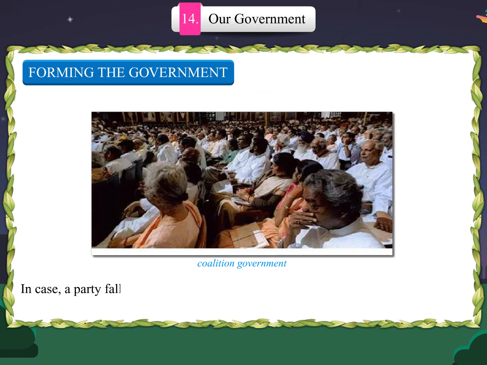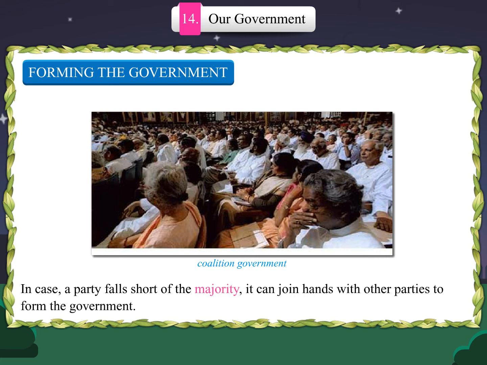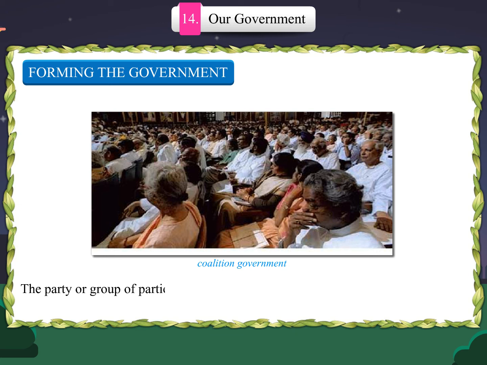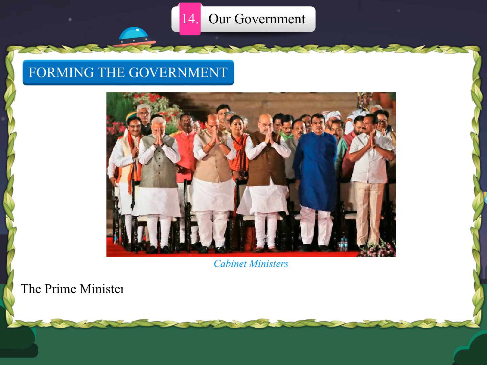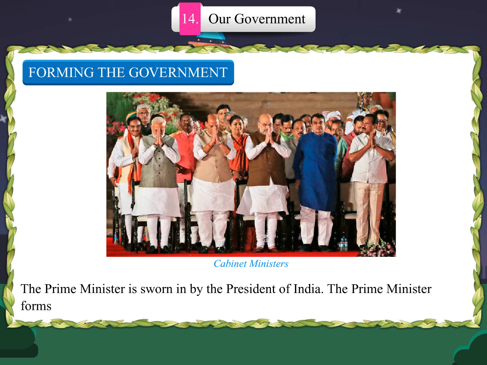In case a party falls short of the majority, it can join hands with other parties to form the government. This type of government is known as a coalition government. The party or group of parties that form the government chooses a leader. The Prime Minister is sworn in by the President of India. The Prime Minister forms a council of ministers which are called the Cabinet Ministers.